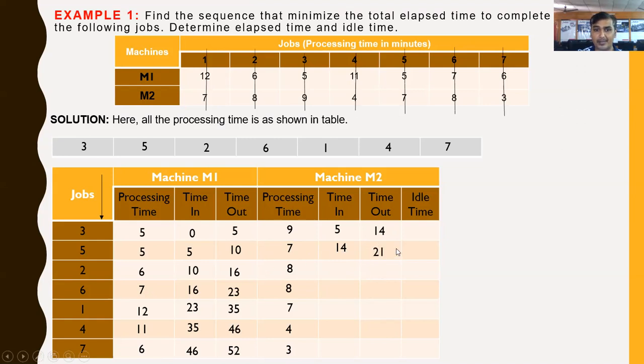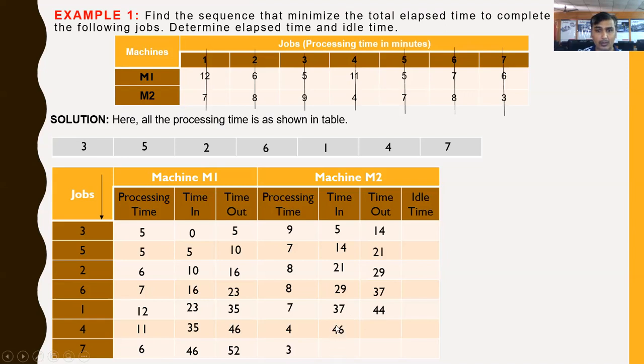Again, 16 and 21, so we have to write down 21. Here 23 and 29, so we have to write down 29. So 29 plus 8 is 37. Here 35 timeout, and here 37. So again, we have to write down 37. So 44.